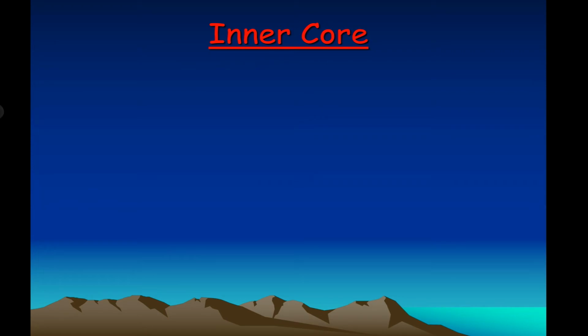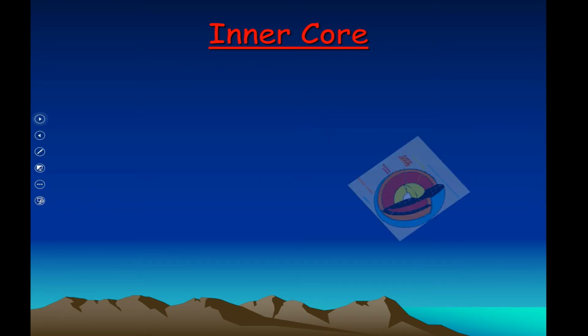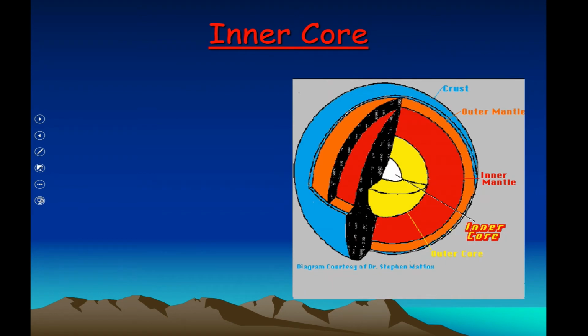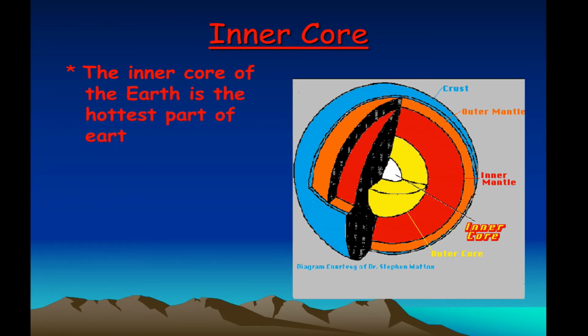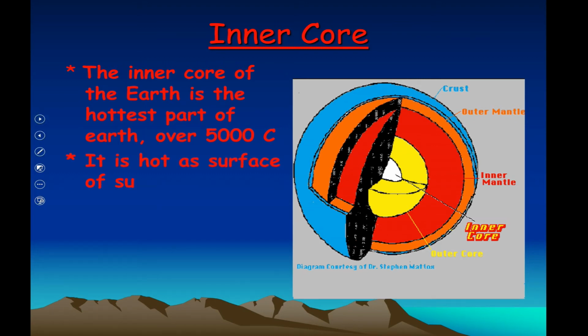The inner core, the innermost layer of Earth, is like the nucleus in a cell. The inner core of Earth is the hottest part of Earth, over 5,000 degrees Celsius. As we said, the outer core reaches 5,000, but the inner core is 5,000 and more degrees Celsius in temperature. It is as hot as what? As the surface of the sun, which is a ball of fire.